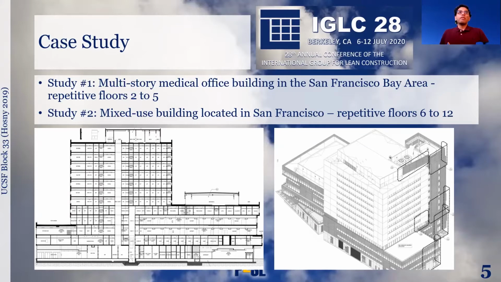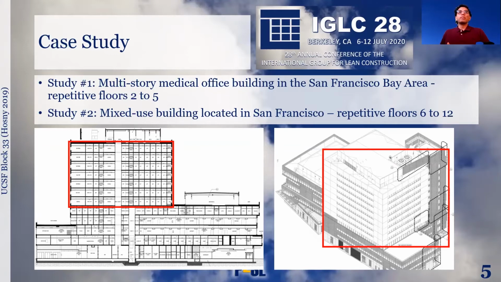Then we studied another project which is shown here. This facility is a mixed-use building housing teaching, research laboratories, conference rooms, administration offices, and clinics. The building has several parts, out of which we studied the 12-story tower, which has repetitive floors from 6 to 12, and they were modeled in the tool with one floor as a representation for the whole tower.